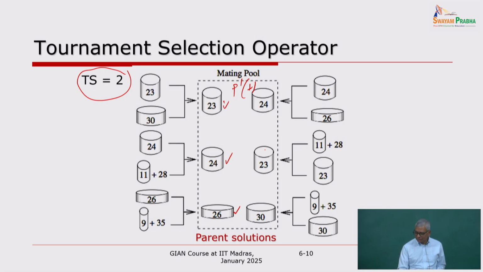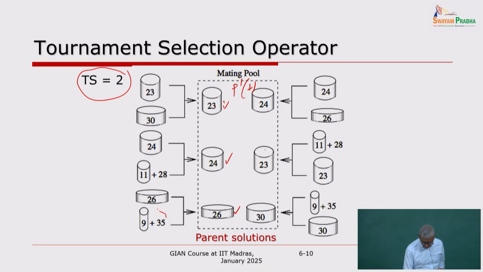2 times we are doing this. Both times 23 is going to win, because no matter with what you compare 23 with, it's going to win because it's the best. Correct? Everyone agrees? So 23, I have a deterministic event. It will always have 2 copies in the mating pool.